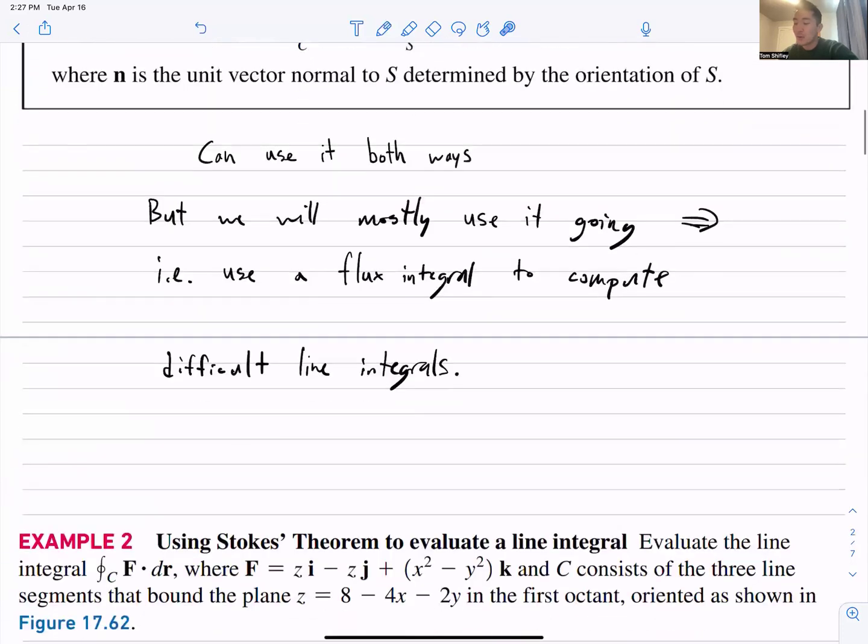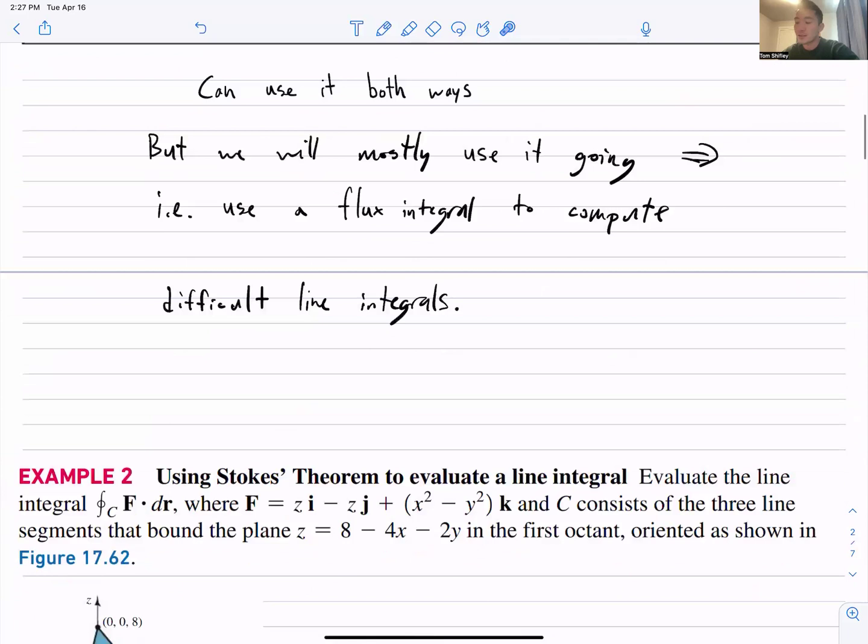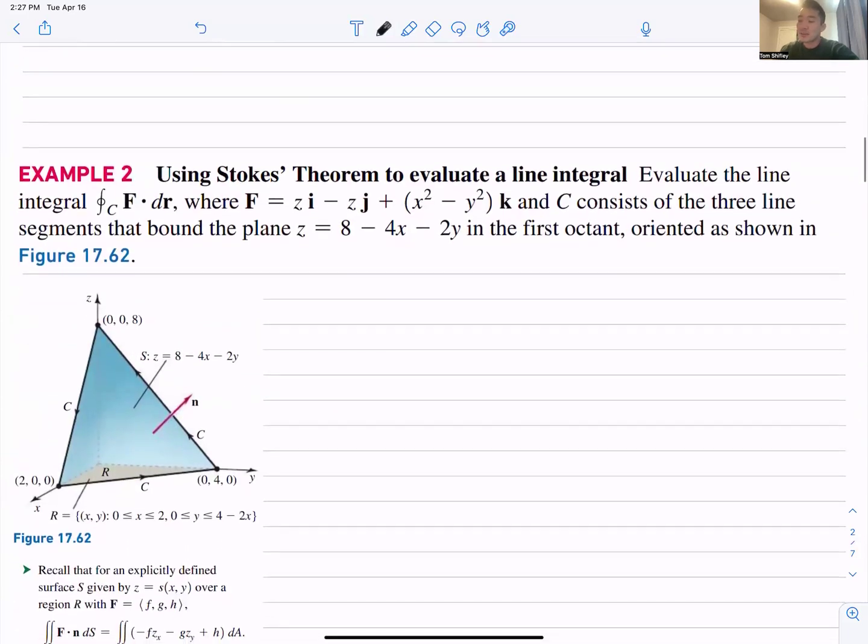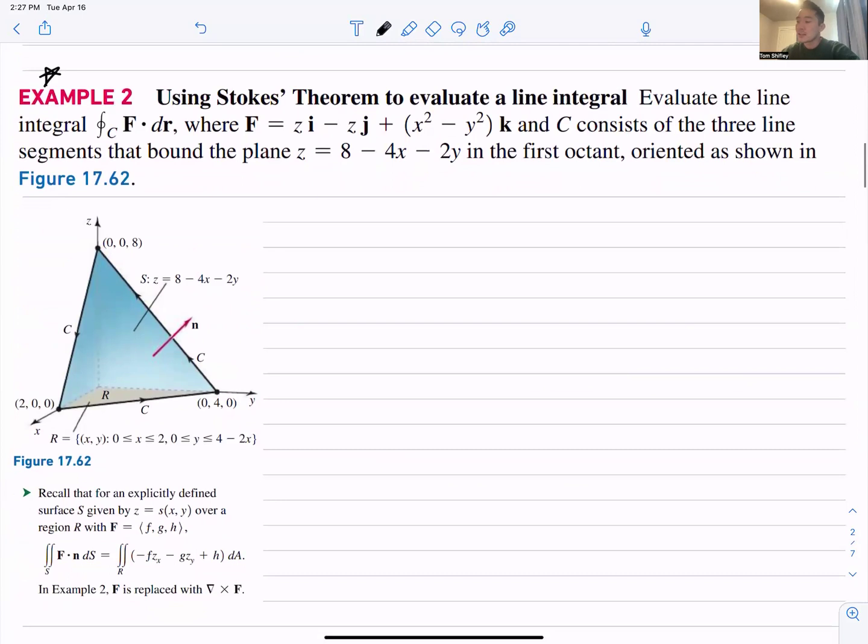I'm just going to do the one type of example that I will for sure ask you. I'm going to put one that looks almost identical to this on the final. This is a classic Stokes' theorem problem. Here's the setup. You have a vector field, z, negative z, x squared minus y squared. That's our vector field, and we want to compute the work done along that vector field if I travel along this curve C.